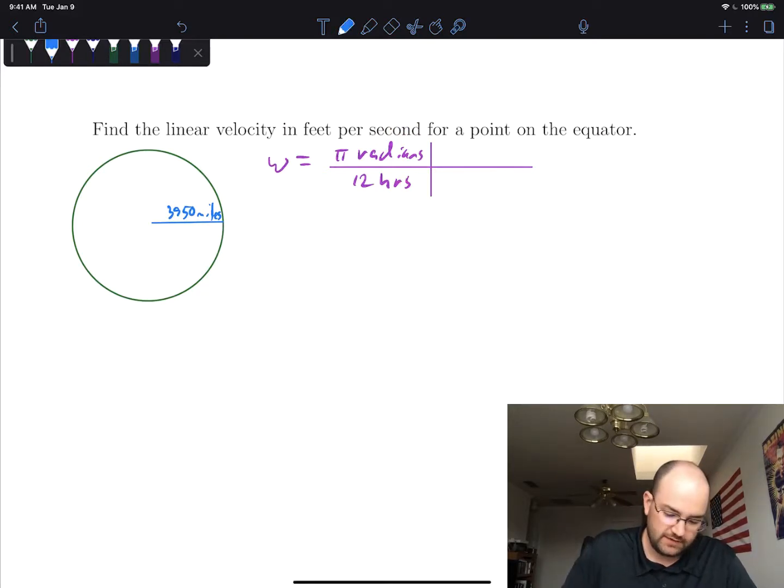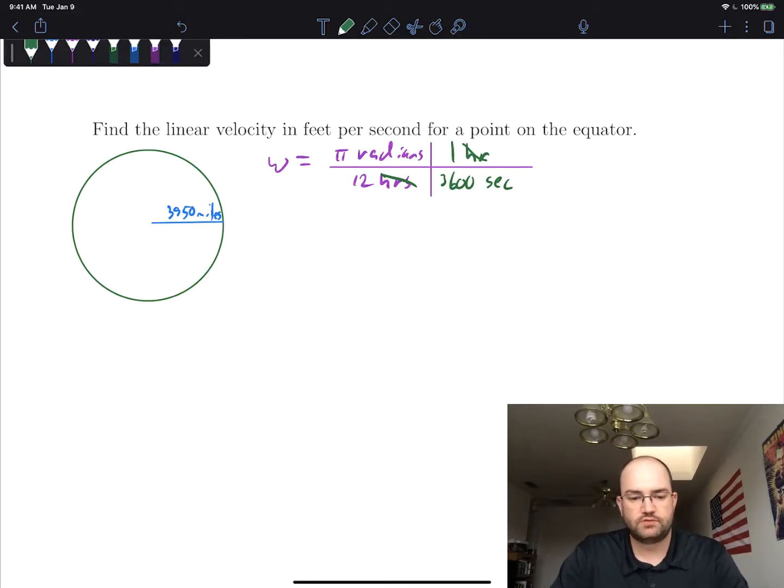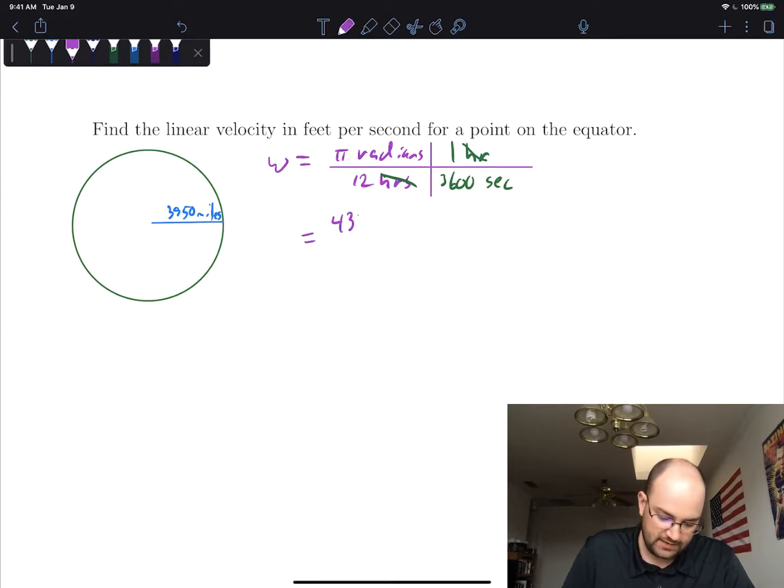Notice that for every 1 hour, there are 3,600 seconds. So the hours would cancel, and this would give us pi over 12 times 3,600. What is 12 times 3,600? That's 43,200. So this would give us pi over 43,200 radians per second.